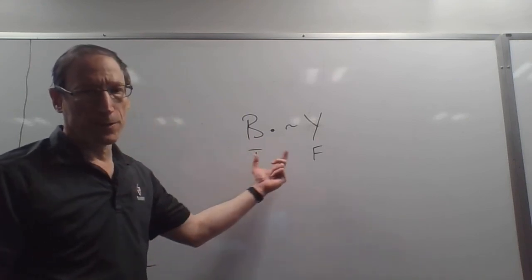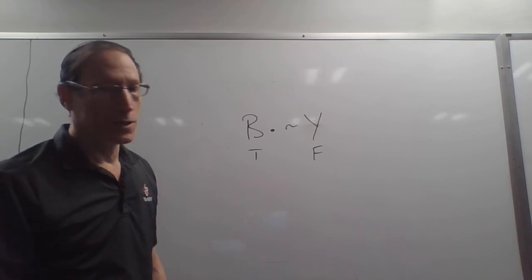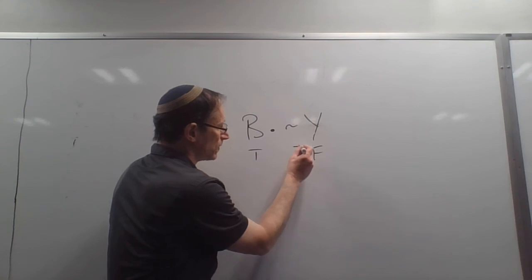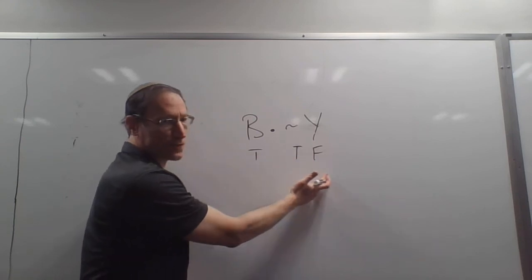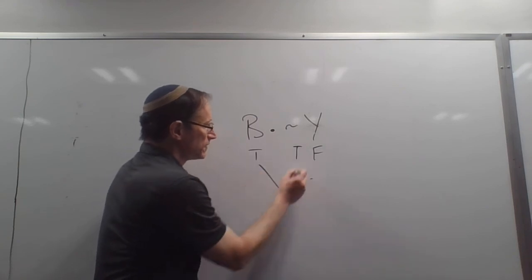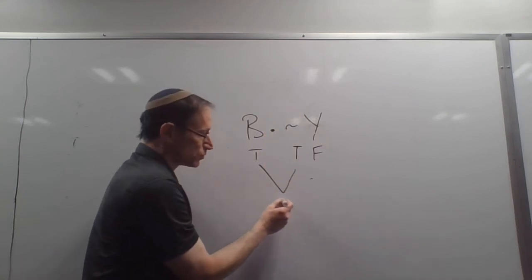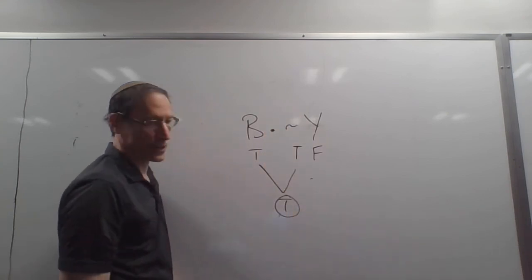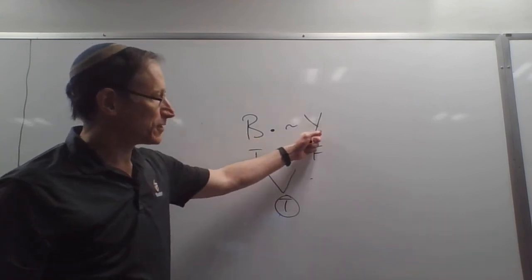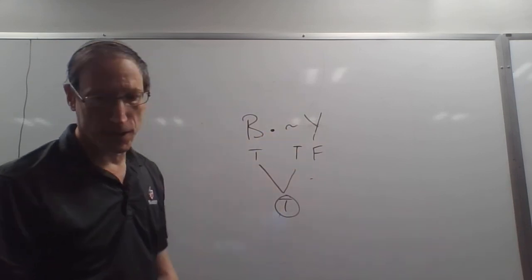Well, you work from the most simple components and build up until you get to the major operator. So I'm going to know that not Y is going to have to be false, because remember the tilde reverses whatever the value of Y is. Not Y is going to be false. So now I have T and T. The value of a conjunction is going to be true when both components are true. So the answer to this would be it's true. If B is true and Y is false, that's what we were given, then B dot not Y is going to have to be true.